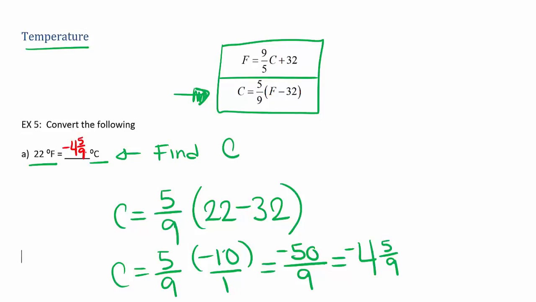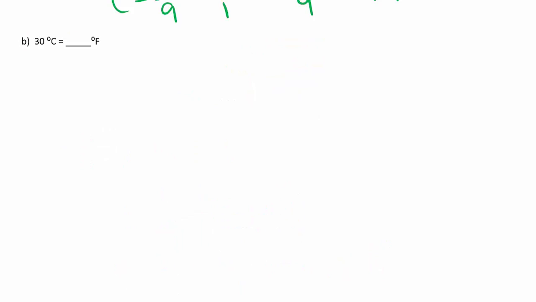You could also write this with a decimal. You'd have to actually do the long division then. And you do not need to memorize these formulas. They're also on that sheet that you'll be given. If you want to convert into Fahrenheit, you can use that top formula that says F equals 9/5 C plus 32. So we're solving for F, so I use the top formula.